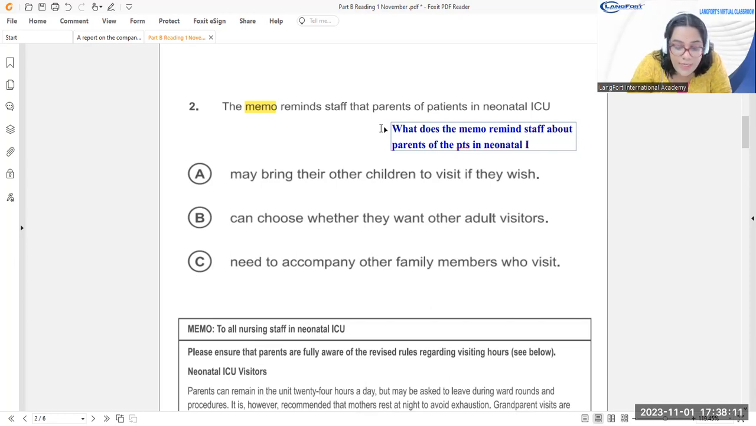All of you go through the question, okay? So don't think we need to figure out what it reminds parents and staff. No, see that it says remind staff about. This means about. You have a subject after that. If they place that, it usually means about. So the memo reminds the staff about parents of the patients in neonatal ICU. All of you go through the question. The memo reminds staff that, interpret it as about this topic. So what does the memo remind staff about this particular topic? Okay, clear? All right. So let's read the extract.